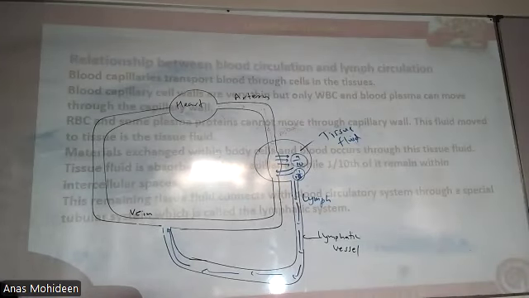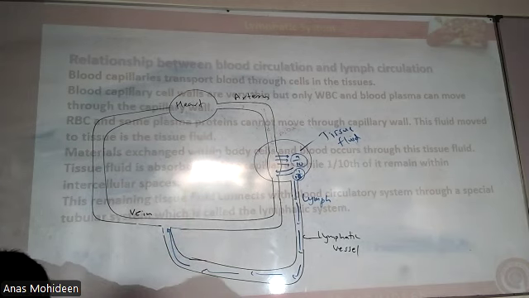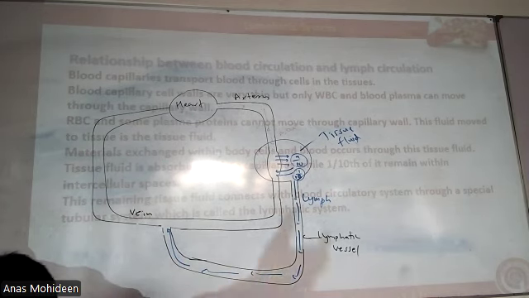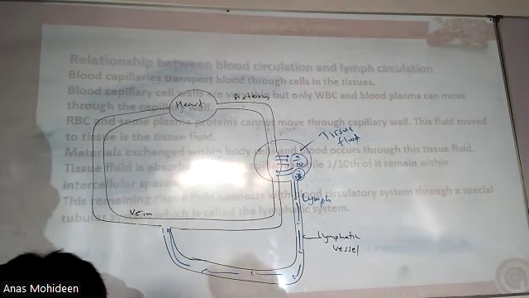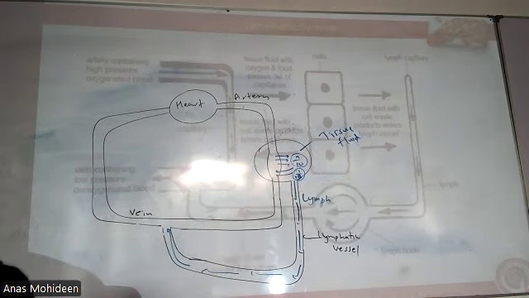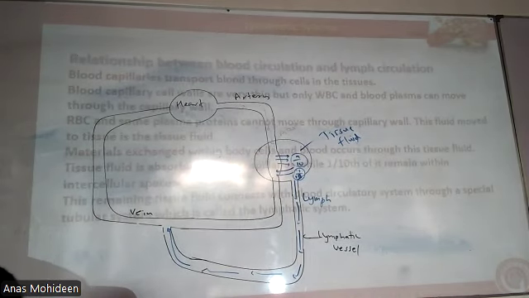Materials exchange between the body cells and the blood occurs through the tissue fluid. I told you, it is like I'm keeping things on the table and you are taking them out. So that is the tissue fluid, between the intercellular spaces. Whatever the blood gives out is the tissue fluid. From the tissue fluid in the intercellular spaces, whatever is important will be taken to the tissues.